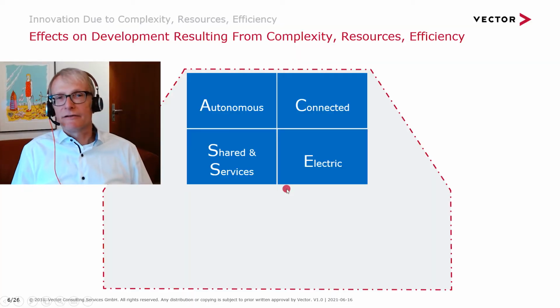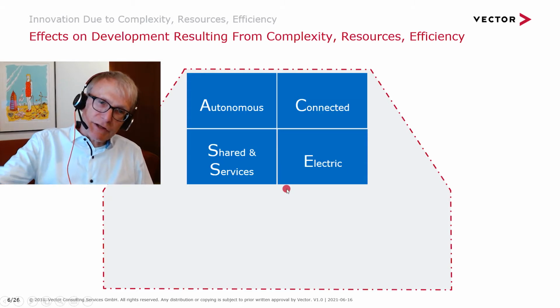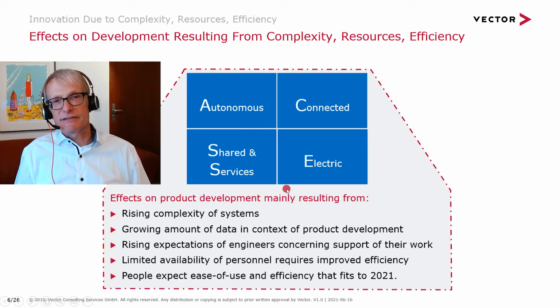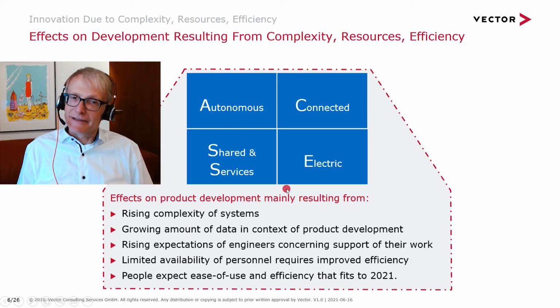What are the effects on development resulting from complexity, resources, efficiency? First of all, we see a rising complexity of systems. We have seen it already, and these trends will further emphasize them. We also see a growing amount of data in the context of product development. Once the data is corrupted, there's a huge effort needed to get it right again. We also see rising expectations of engineers concerning support of their work. And at the same time, we see limited availability of personnel, and due to that, we just require improved efficiency.